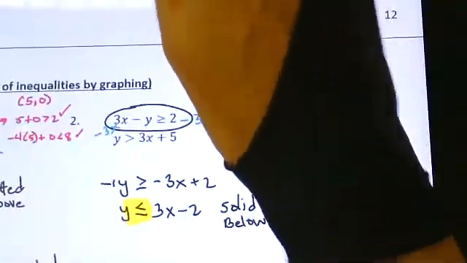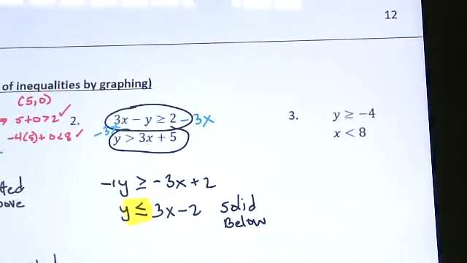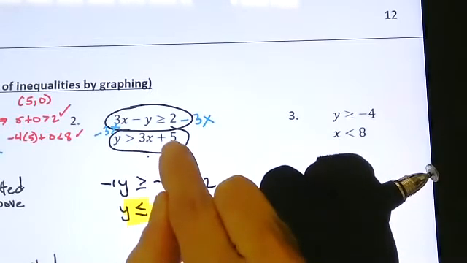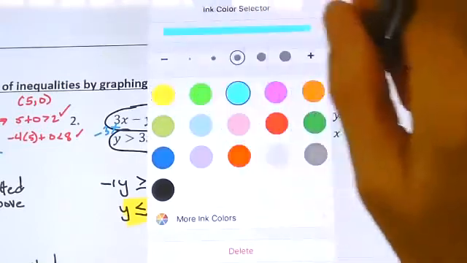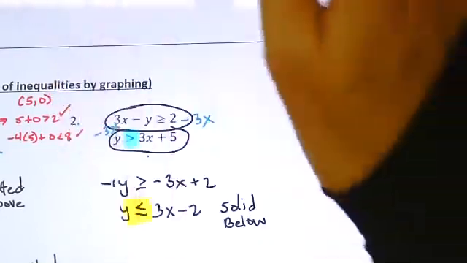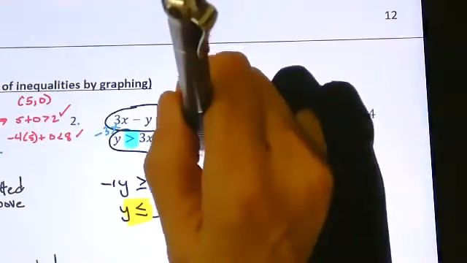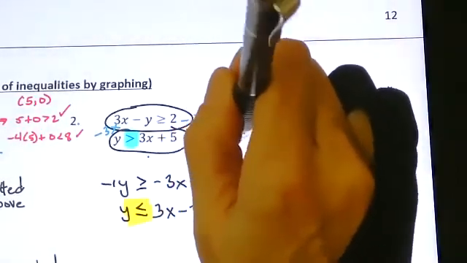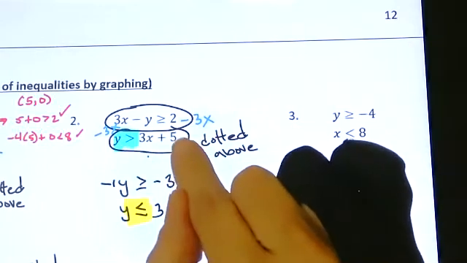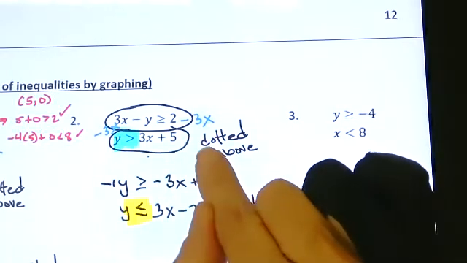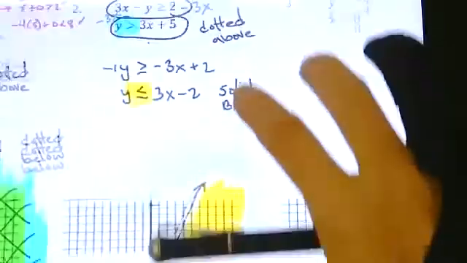Second one, yay, I don't have to rewrite it. Look at that. It's in the correct form. So slope, y-intercept, there is no equal to right here. So that's going to be dotted. And it says y is greater than, so I'm going to shade above. So y-intercept of 5, slope of 3, dotted line, and shaded above.